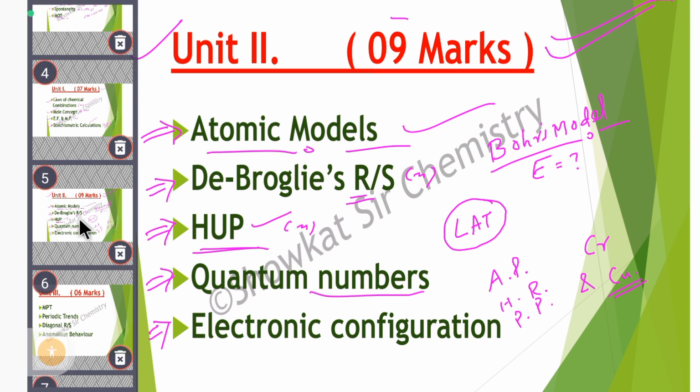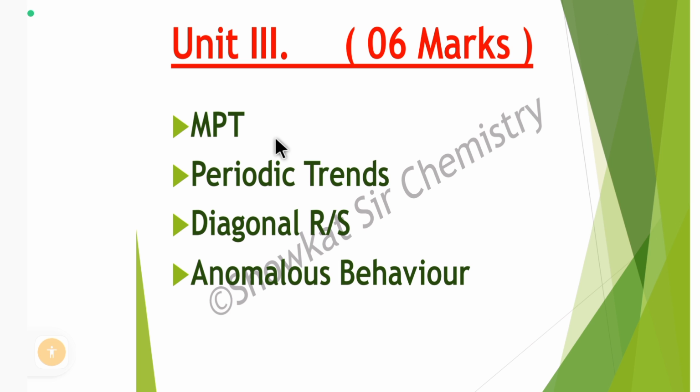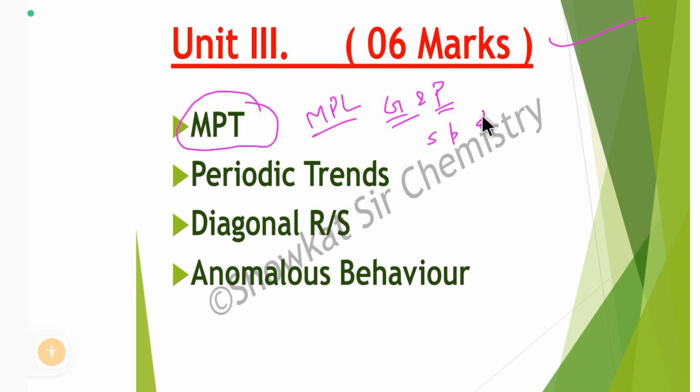Then let's move towards the next unit, that is the unit 3rd. Unit 3rd is actually classification of elements and periodicity in properties. It carries 6 marks. So here you will study in detail the modern periodic table, right? Modern periodic law you will study here. You will study the various groups and periods, and similarly you should be able to tell the general electronic configuration of different blocks, S, P, D and F block elements, right? You should know their general outer shell electronic configuration.